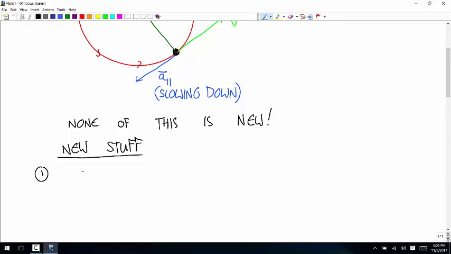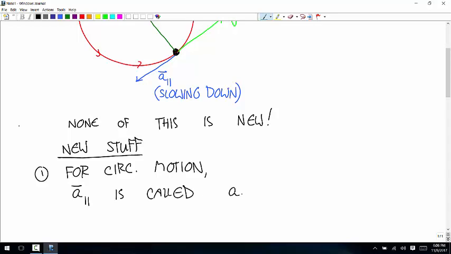The first one is for circular motion. A parallel is called, I'll say A tan, and this is called the tangential acceleration.